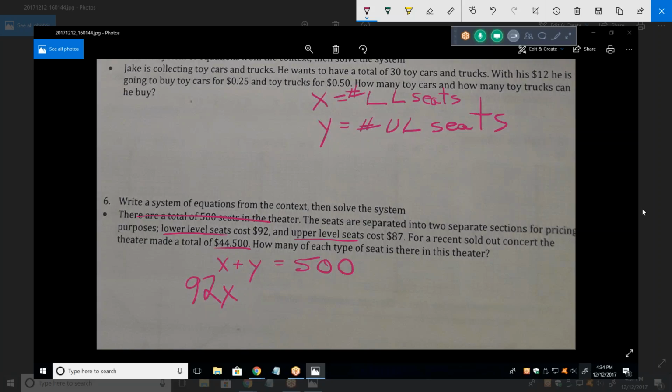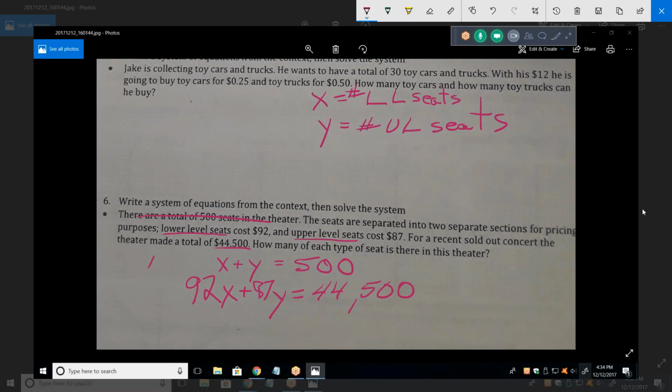What's the second part? 87Y. Equals? 44,500. What method are we going to use to solve this system of equations? Substitution or elimination? Elimination. How am I going to do it?